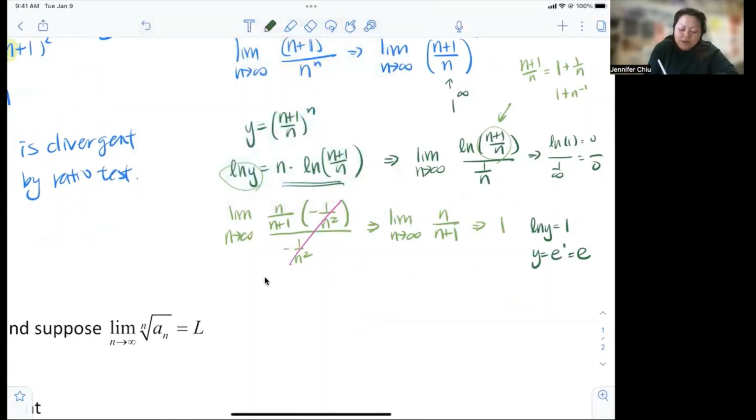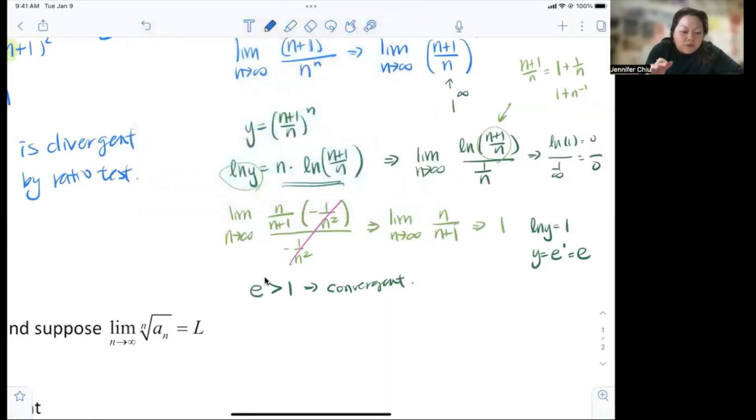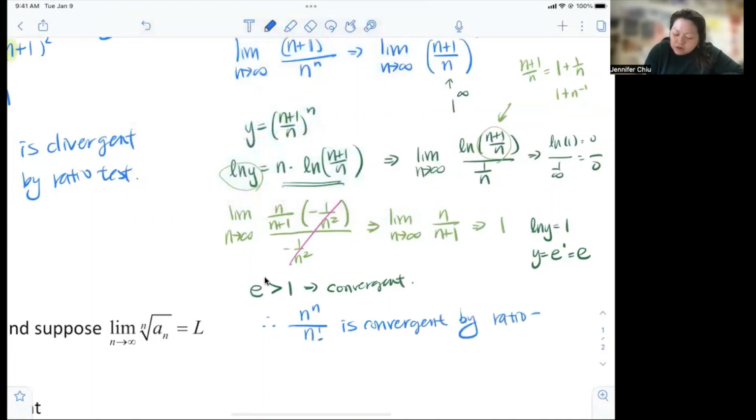Oh, that's even better. E is greater than 1, right? E is greater than 1, so there is an answer. That means this is convergent. Okay. So now that means my series to begin with, where is my series? All right, so then that means, therefore, n to the n power over n factorial is convergent by the ratio test. Okay? All right, that's not so bad.